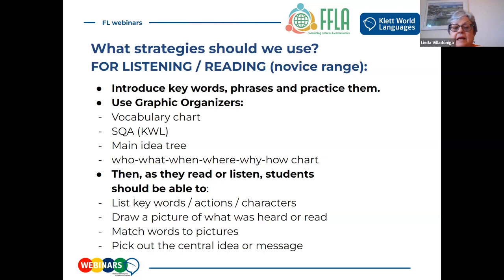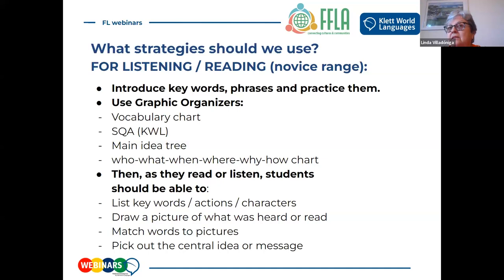And when they're reading, of course, they should list the keywords, actions, and characters. They should be able to do that after they've listened or read something once, twice, 30 times, however many times it takes. These are not graded, by the way. You can check them to see if they've done it correctly, but I wouldn't grade them.